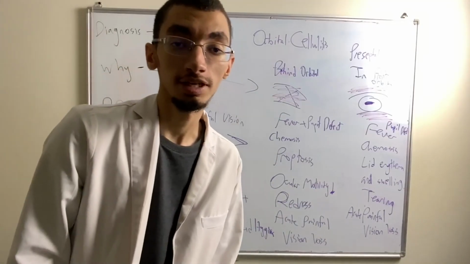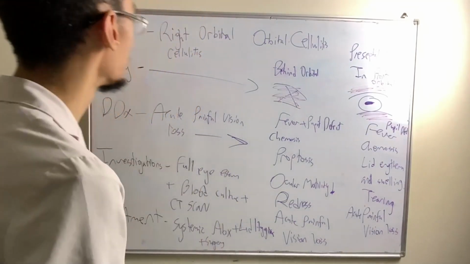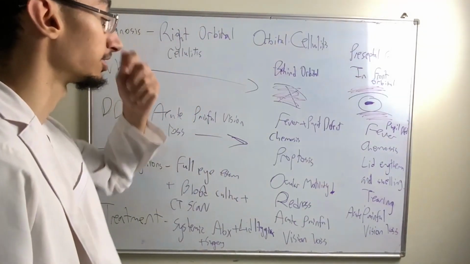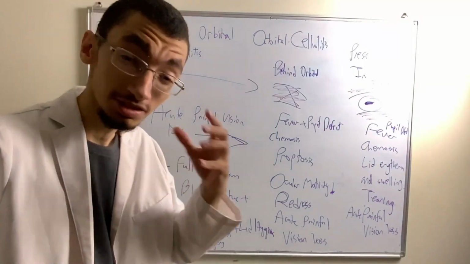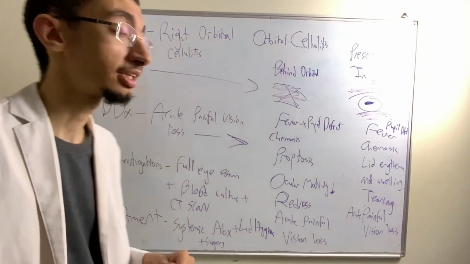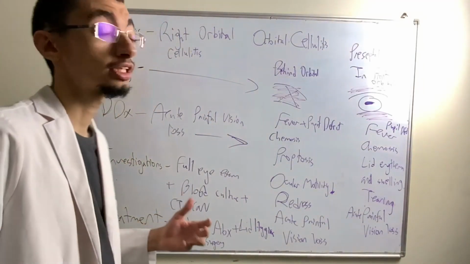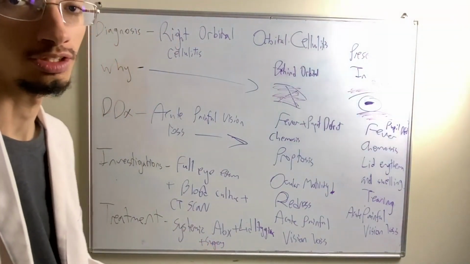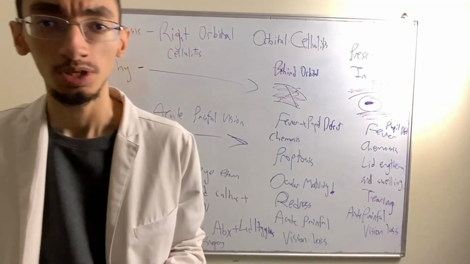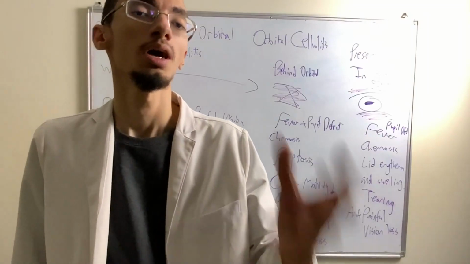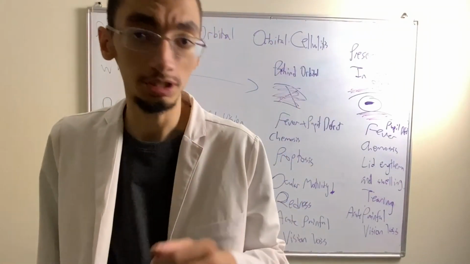In the case of this case, this is a classic case of right orbital cellulitis. This is right orbital cellulitis. This is clearly an infection. And in the case of right orbital cellulitis, you already get one of the symptoms of orbital cellulitis, and that is the patient will come to you with loss of vision along with eye pain, so acute painful visual loss.